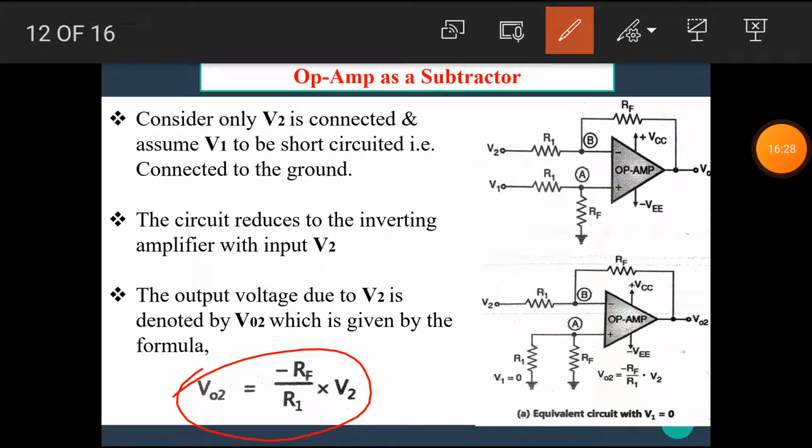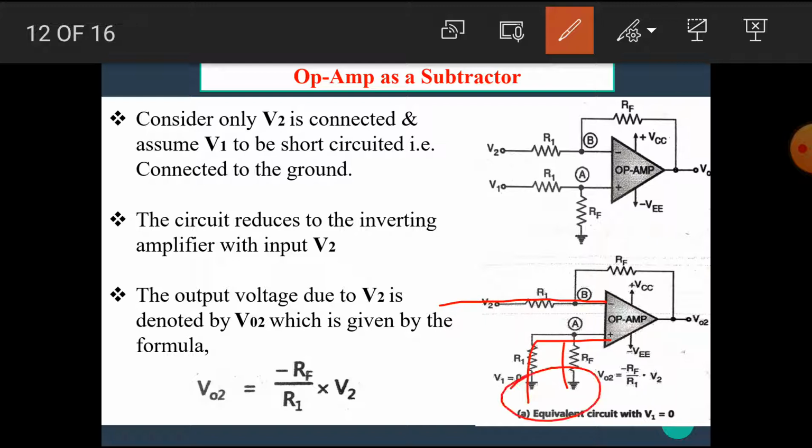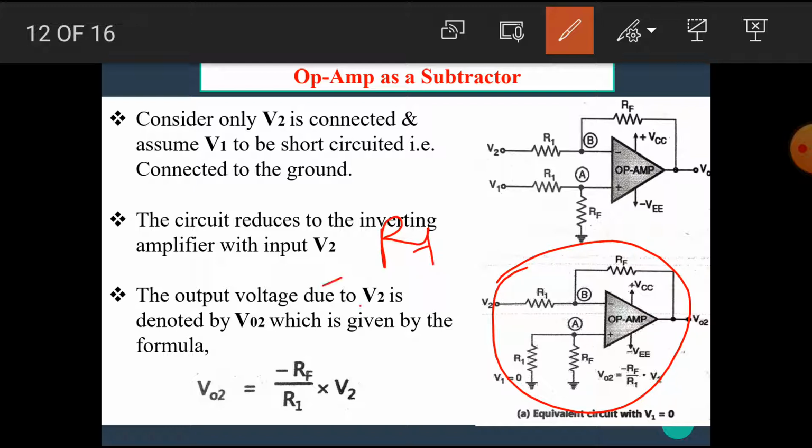I hope you all understand how we get the value of V02. Let's see once again. Here this signal is connected to the inverting terminal and the non-inverting terminal is grounded. Hence this circuit becomes the inverting amplifier. We know that the gain of the inverting amplifier is given by minus RF upon R1. Hence we get the equation V02 is equal to minus RF upon R1 into V2.